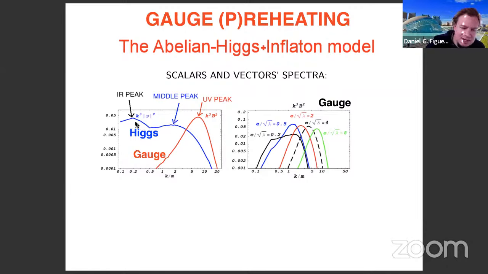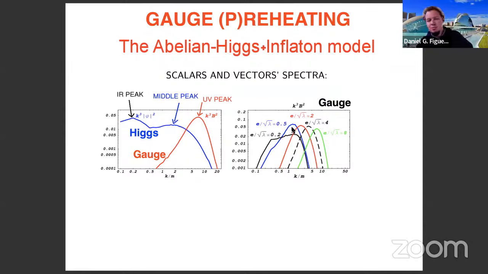And sometimes there is even an infrared peak, but today we are not going to discuss that because this really depends a lot on the details of your initial conditions and tuning of your initial condition. So it's not generic. On the other hand, there is one single peak for the magnetic field configuration. Here I'm plotting the spectrum of the magnetic field, so magnetic field squared times some power of momentum. And you see this middle peak of the Higgs and the magnetic field do not need to coincide.